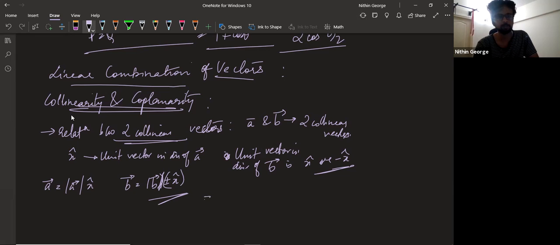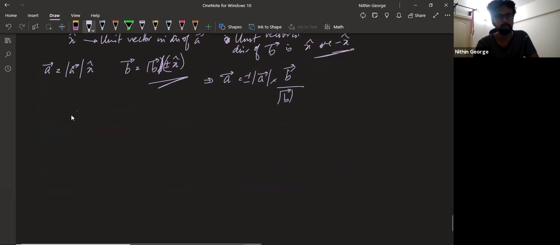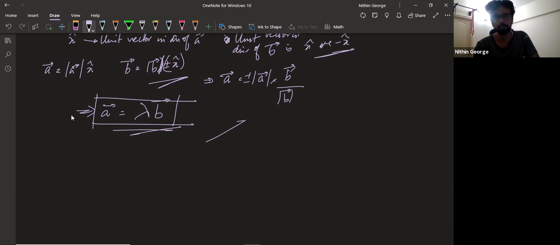So from here, you can conclude that vector A equals, instead of x cap, I can write it as vector B divided by mod B, into plus or minus 1. So basically, vector A is a multiple of vector B, lambda being any multiple. Got this much? This is the condition for collinearity of two vectors. These two vectors just need to be parallel. That's all for them to be collinear. Is that much clear?